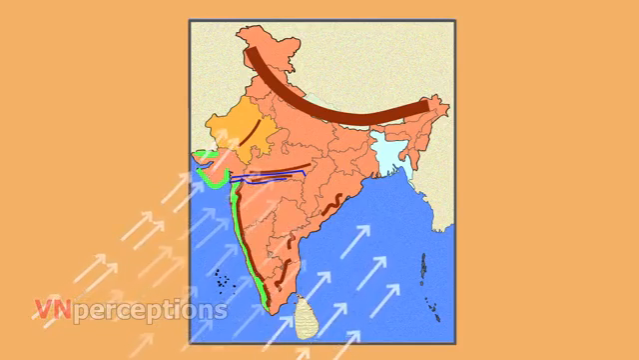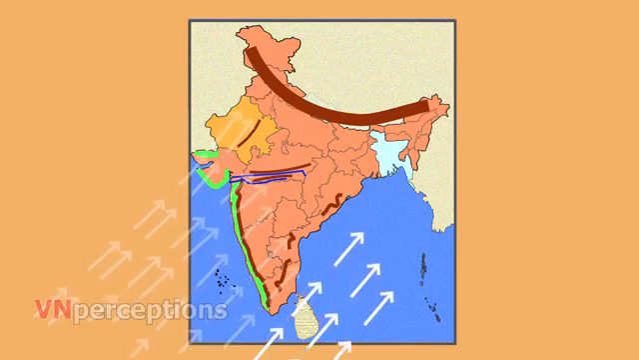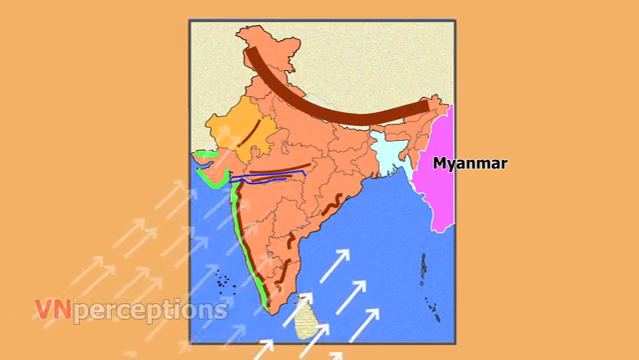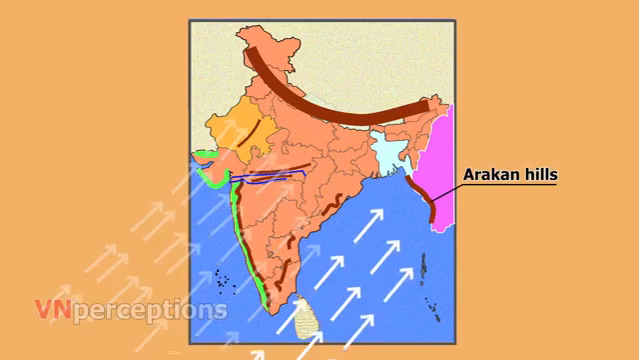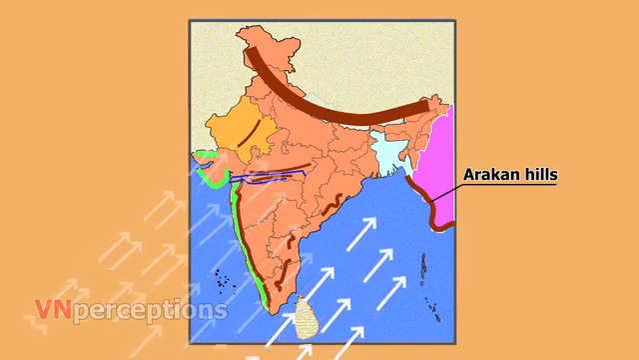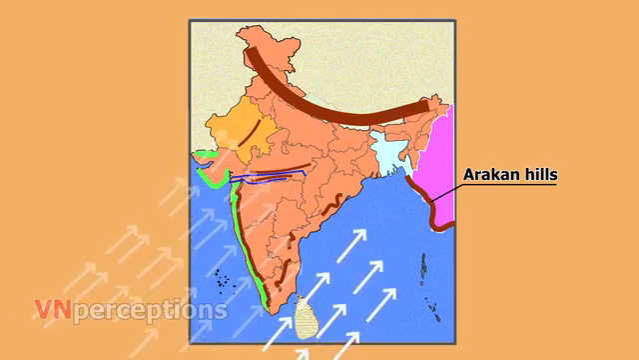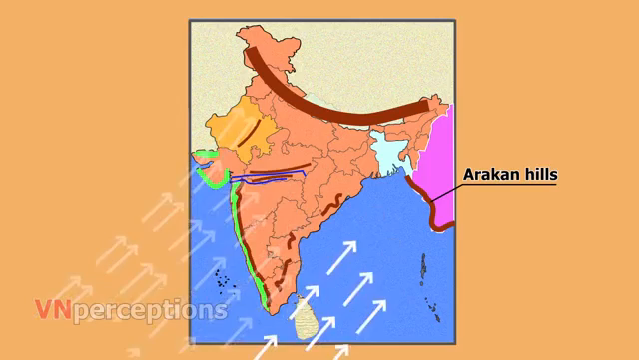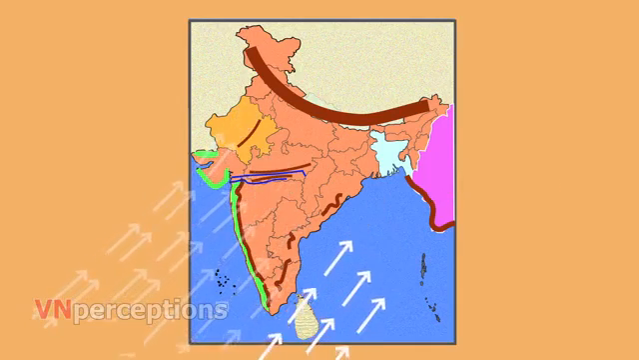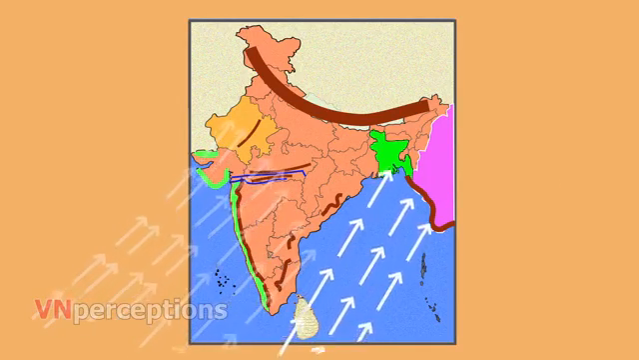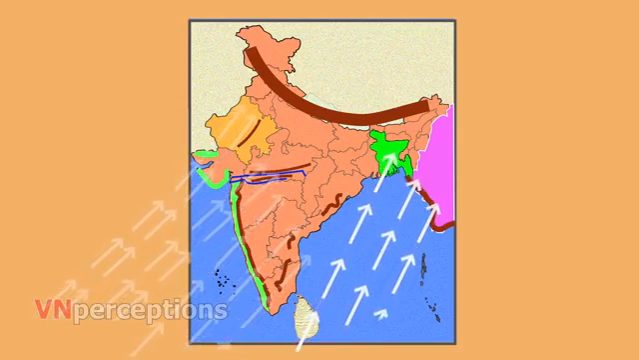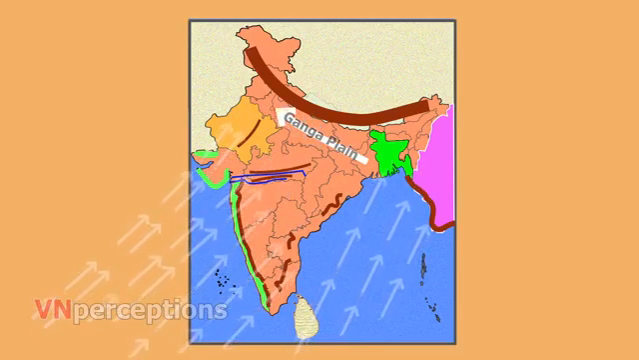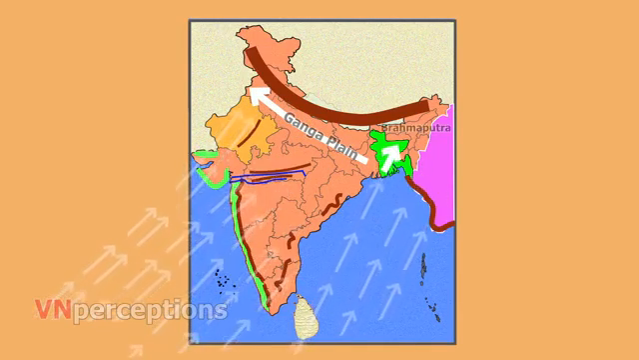The Bay of Bengal branch is directed towards the coast of Myanmar and parts of southeast Bangladesh. However, owing to the presence of the Arakan Hills along the coast of Myanmar, a large part of this branch of monsoon is deflected towards the Indian subcontinent. The monsoons therefore enter West Bengal and Bangladesh from south and southeast. Now this branch bifurcates into two branches. One moves along the Ganga plain and the other one along the Brahmaputra valley.